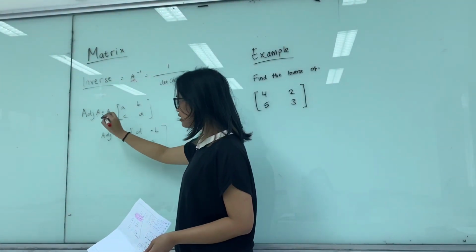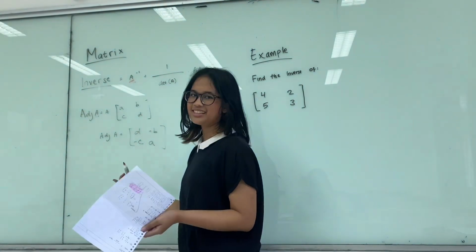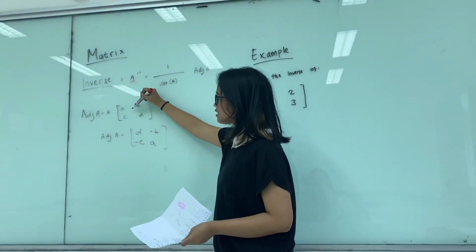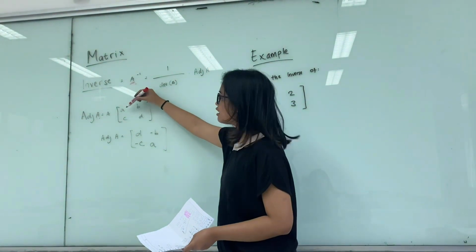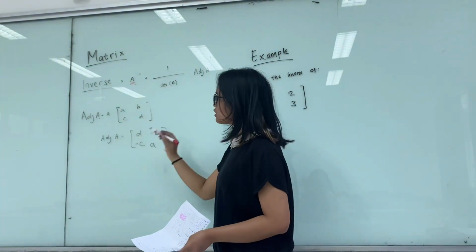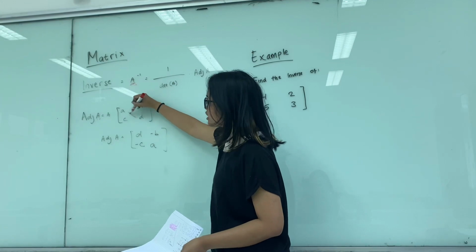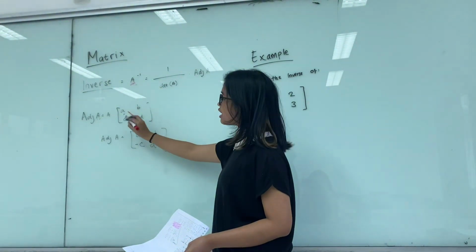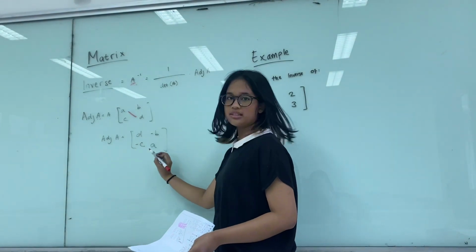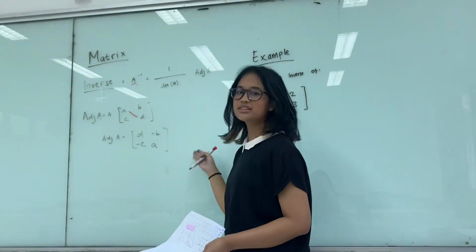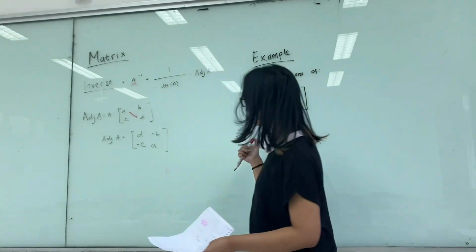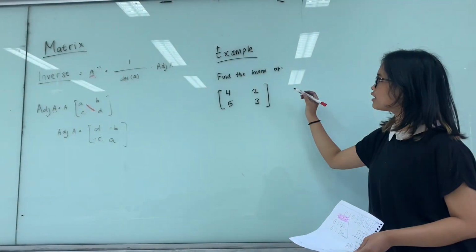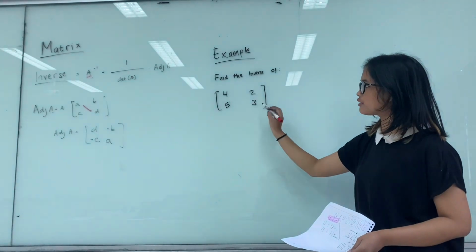Adjoint A, in this case matrix A. So let's say this is a matrix, okay? The name of the matrix is A. So the adjoint is you switch A and D, so it becomes D and A, and the C and B you only put minus. So that is how you find adjoint A. Okay, so let's move on to the example. Find the inverse of 4, 2, 5, 3.